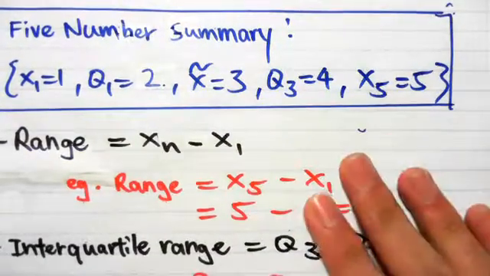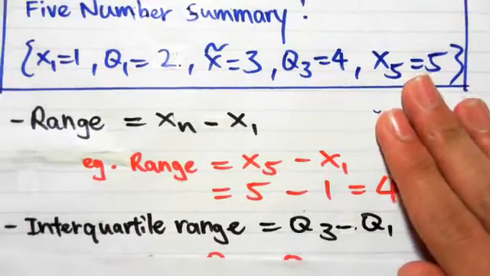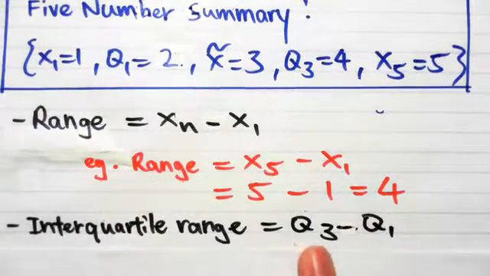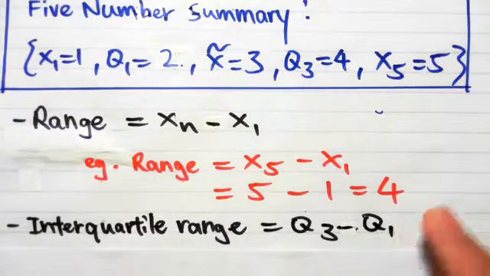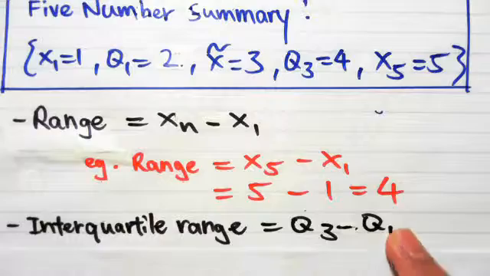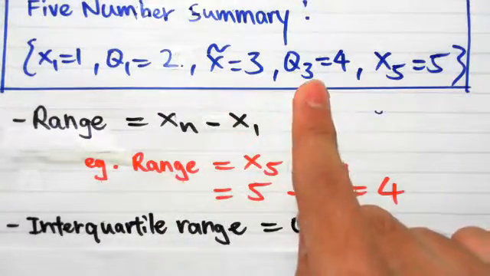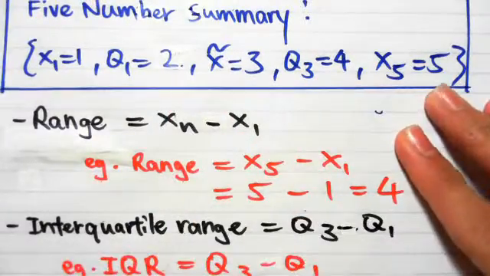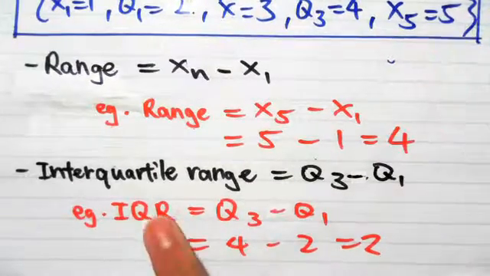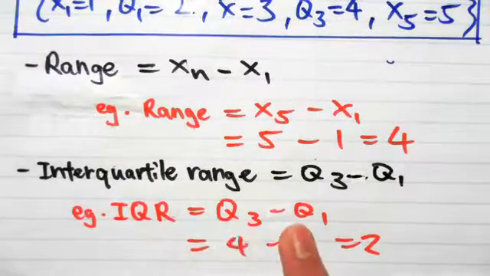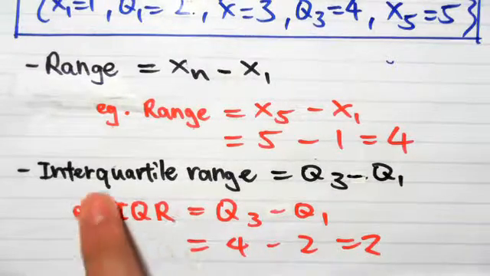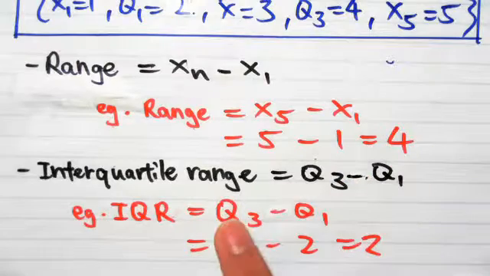The next number that we also need to know is called the interquartile range, which is the upper quartile minus the lower quartile, so Q3 minus Q1. Back to our summary here, Q3 was 4, Q1 was 2. Therefore, the IQR, the interquartile range, is just Q3 minus Q1, which is 4 minus 2, which is 2. So we can conclude that the interquartile range of our set 1, 2, 3, 4, 5 is just 2.